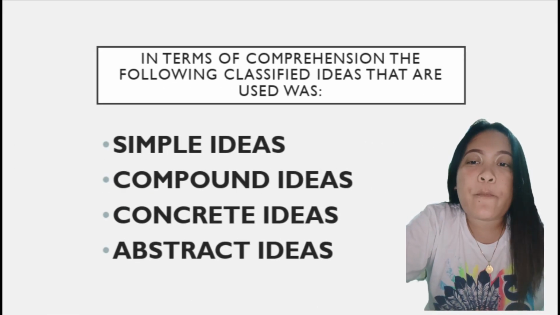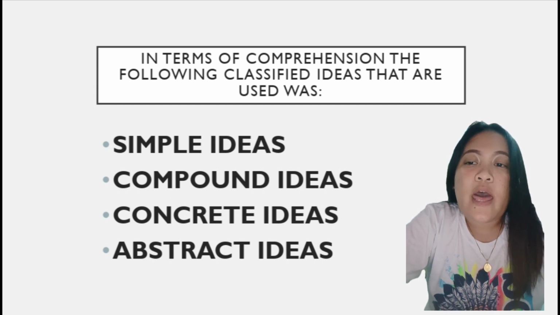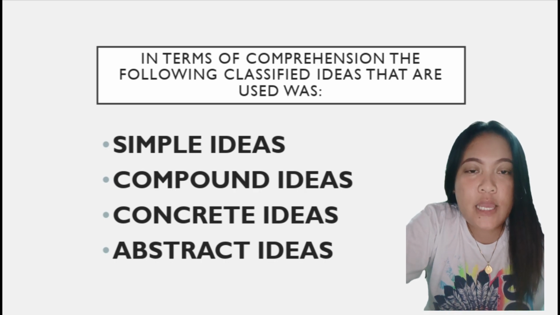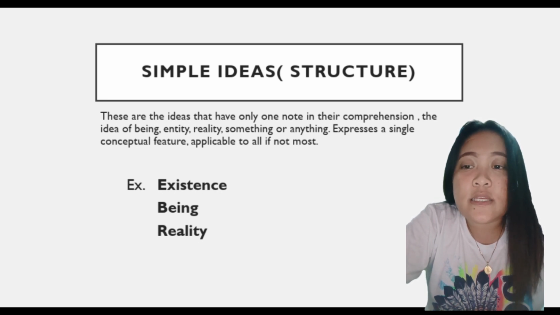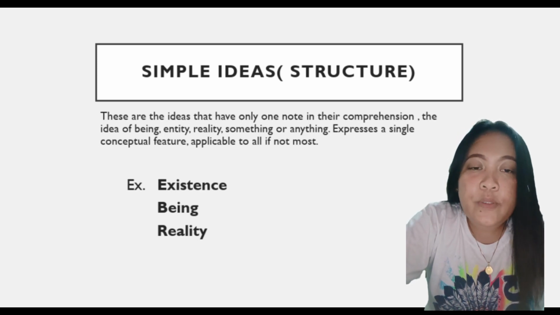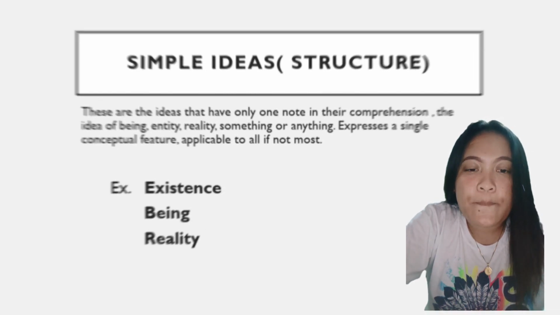In terms of comprehension, there are four classified ideas. We have simple ideas, compound ideas, concrete ideas, and abstract ideas. Simple ideas are a structure. These are ideas that have only one note in their comprehension. The idea of being, entity, reality, something or anything expresses a single conceptual feature applicable to all if not most. Examples are existence, being, and reality.